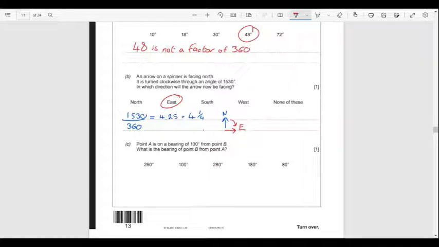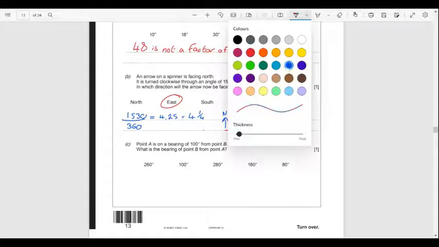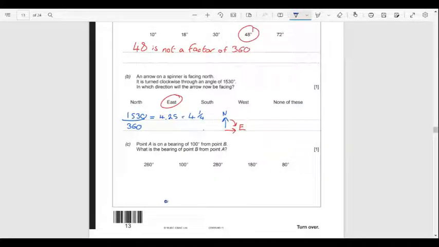Okay, next one then. Point A is on a bearing of 100 degrees from point B. What is the bearing of B from point A? So if I draw 2 points here, apparently, oh, that's not quite right.